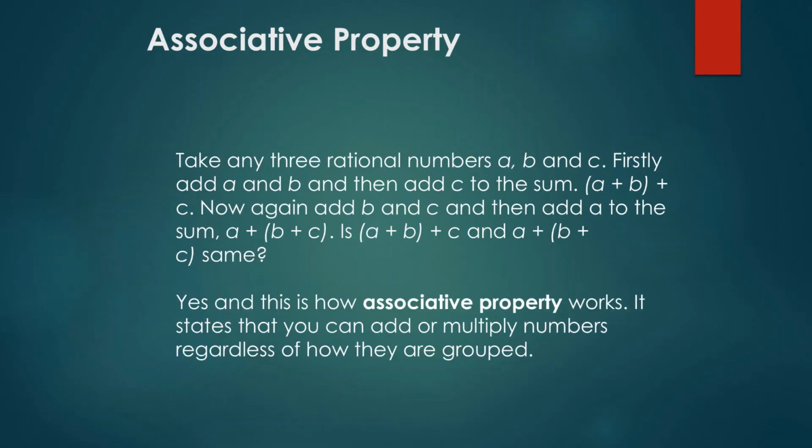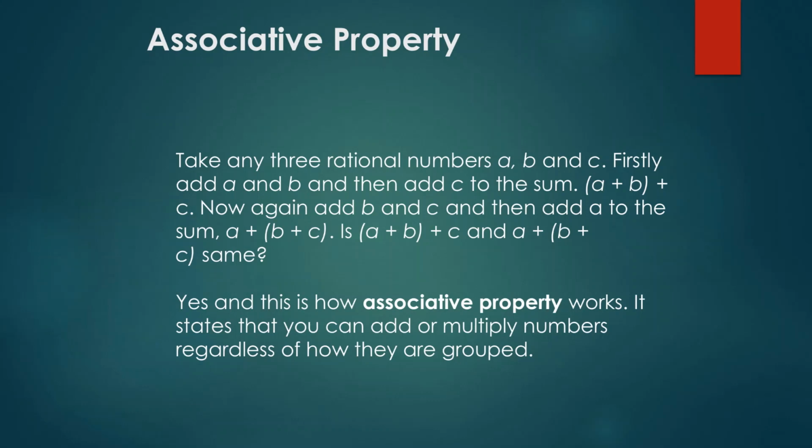Now we are moving to our third property, that is associative property. In associative property also, we can see that it is only applicable in addition and multiplication, like the commutative property, not in subtraction and division. See how it is working.